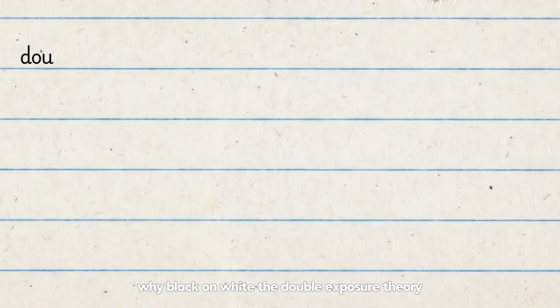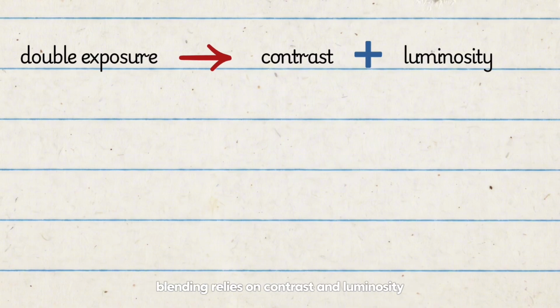Why black on white? The double exposure theory. Quick explanation of why this works. Double exposure blending relies on contrast and luminosity, not just layering two images on top of each other. When your base layer is pure black on pure white, blend modes like screen or multiply can cleanly read where the shape is versus where it isn't.